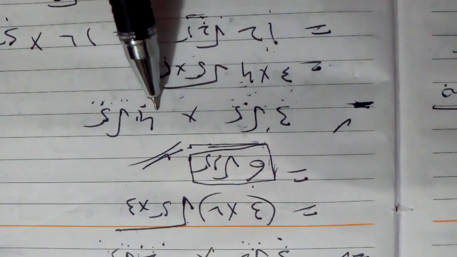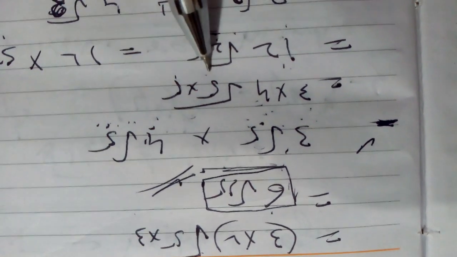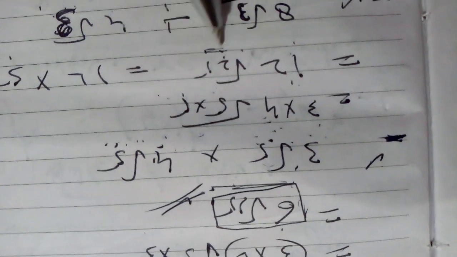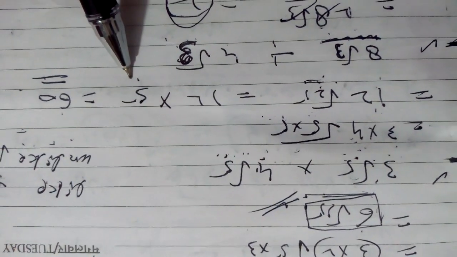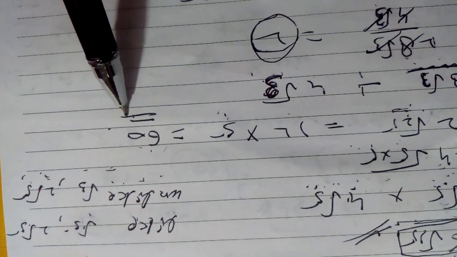So 3 and 4 like previous. 3 times 4 is 12. Root 5 and root 5 will give you root 5 squared, or you can write under root 5 into 5, 25. Square root of 25 will be 5. So 12 times 5 is 60, which is a rational number. Two irrational numbers are giving you a rational number.